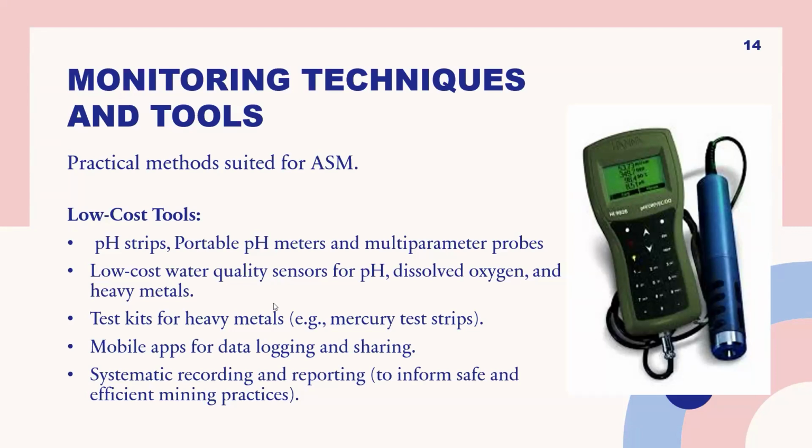And then we also have some test kits that come in with different parameters that you can use, which may include heavy metals test strips for mercury, cadmium, lead. And as part of these low-cost tools, we can also have mobile apps for logging our data and also sharing our data. Because once you measure, you also need to systematically record so that you know where you have been and where you are now, and what it is that you need to do.